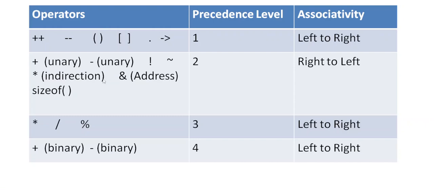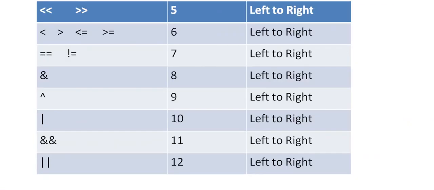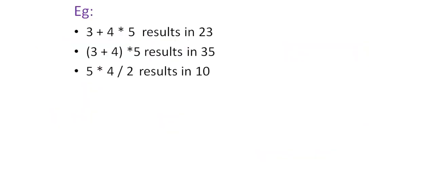This is the indirection operator which is used along with pointers, but star has higher precedence, plus has lower precedence. That means 3 plus 4 star 5 means 4 star 5 will be evaluated, that is 20, plus 3, that is 23. Now suppose you want to perform addition first and then multiply with 5. Because by default star is performed first, if you want to override it, you can just enclose 3 plus 4 within parentheses. The one that is in the innermost parenthesis will be evaluated first. This is regarding the precedence of the operators.